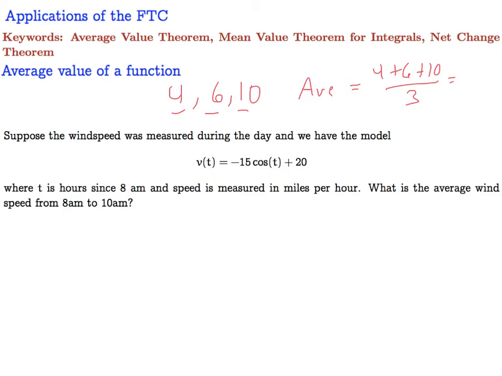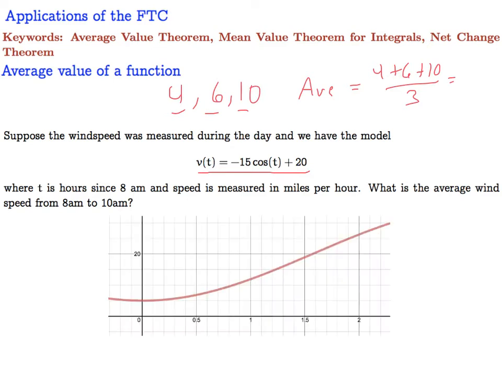Well, suppose we go outside and we measure the wind speed during the day, and we come up with this model here that the wind speed during the day is given by negative 15 cosine of t plus 20, where t is hours since 8 a.m., and speed is measured in miles per hour. How do you go about trying to figure out what the average wind speed was from 8 a.m. to 10 a.m.? So this is a little difficult because let's look at the graph.